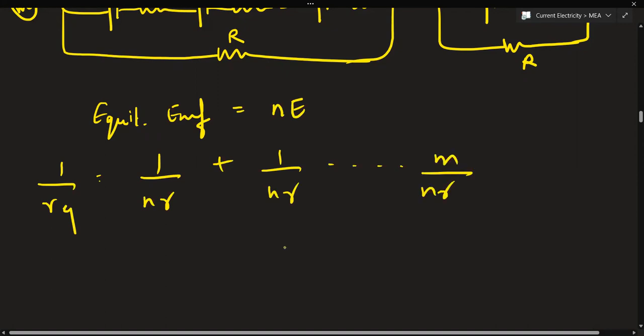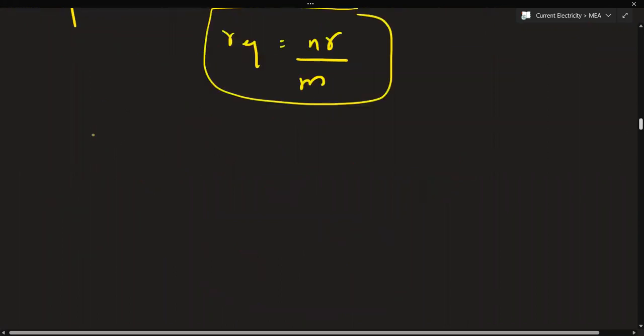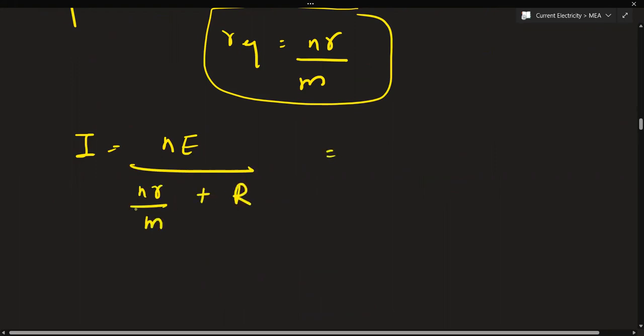So R equivalent becomes what? nr divided by m. All the steps are similar, it's just that n and m together will come. So I will be equal to what? E equivalent is nE. Small r is written as nr by m, plus capital R is there. So if you take the LCM, this becomes n into m into E, here you have nr, and here you have m.